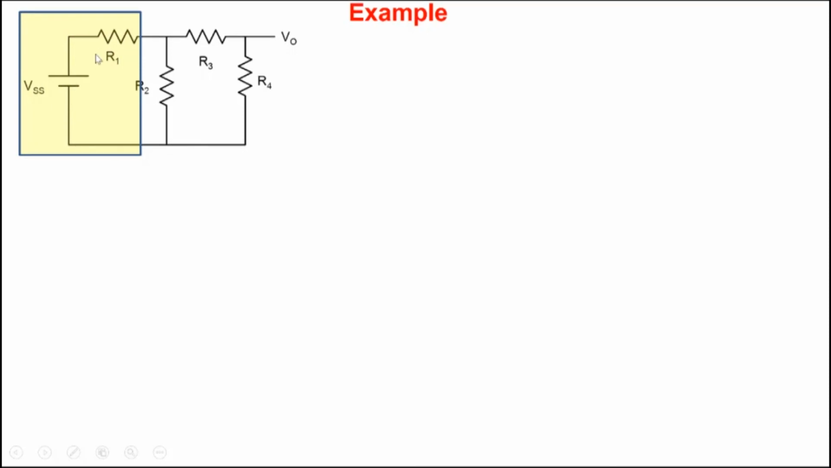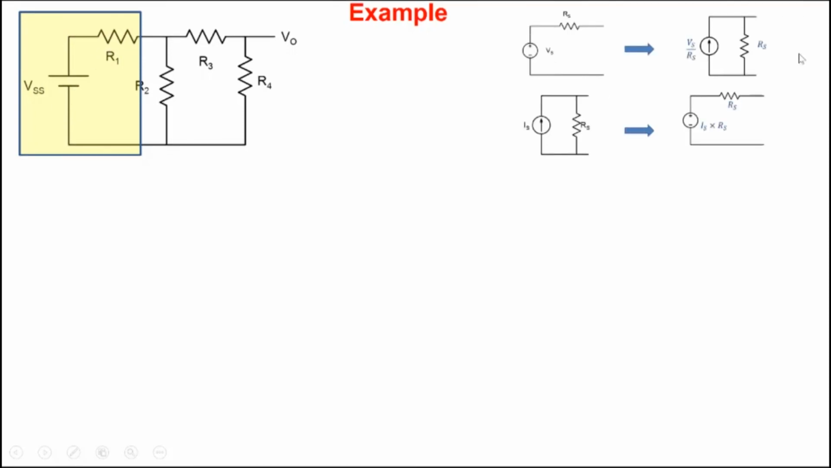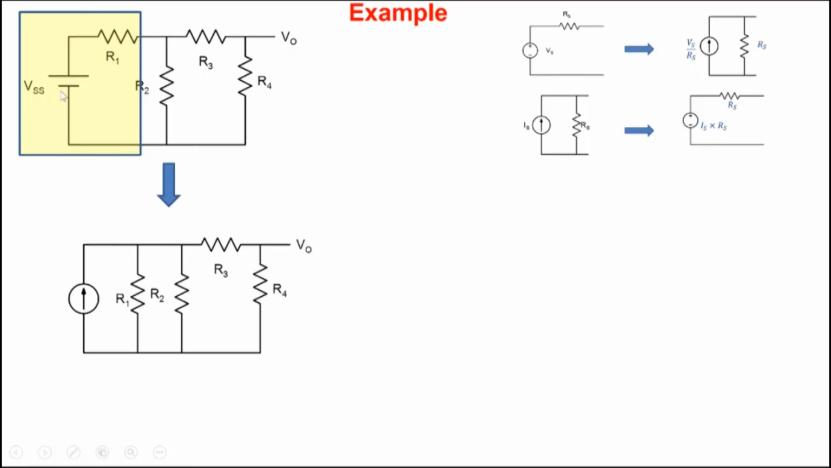So we see a voltage source and a resistor. And keep this diagram in mind. A voltage source and a resistor can be transformed into a current source and a resistor with the value Vs by Rs and Rs here. So we'll apply it to this particular part here. So it becomes this R1, and VSS becomes a current source in parallel with R1 here. What is the value of the current source? VSS by R1. So we get this circuit. The two circuits are equivalent.